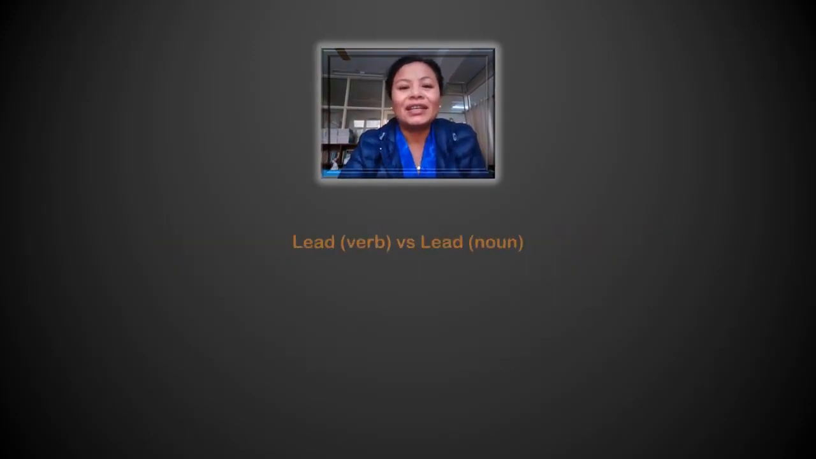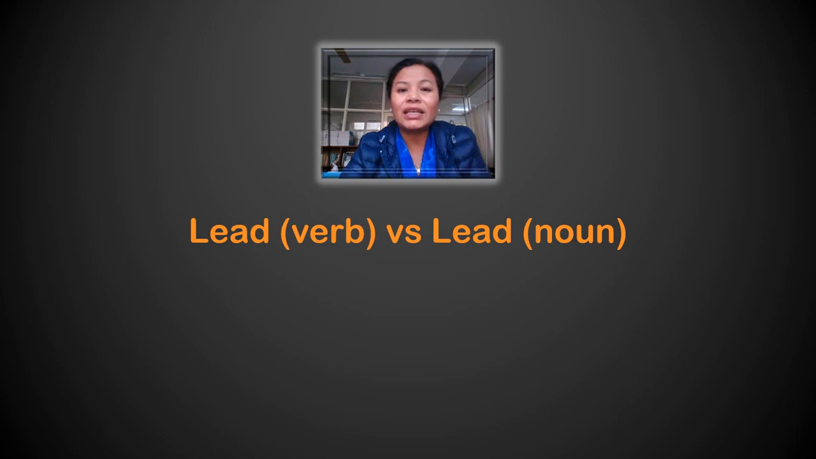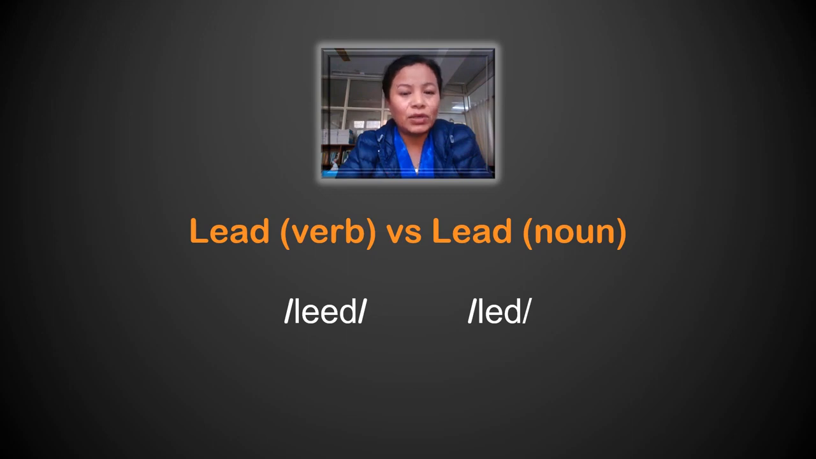Right. The next word we have is lead as a verb and lead as a noun. So lead, when it is used as a verb, the pronunciation is lead. He is leading his team. Do you want to lead the group? Right, lead as a verb. Whereas when lead is used as a noun, it is the name of an element, led. It's led, not lead. Right. Lead as a verb and led as a noun.